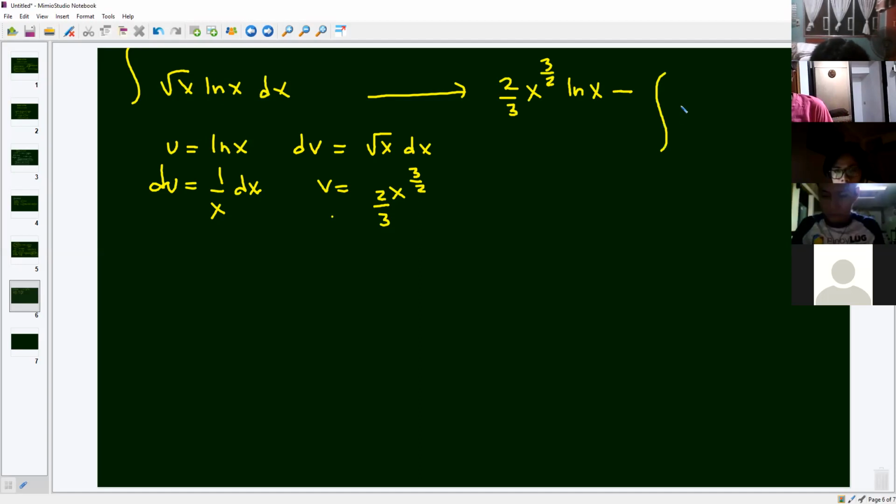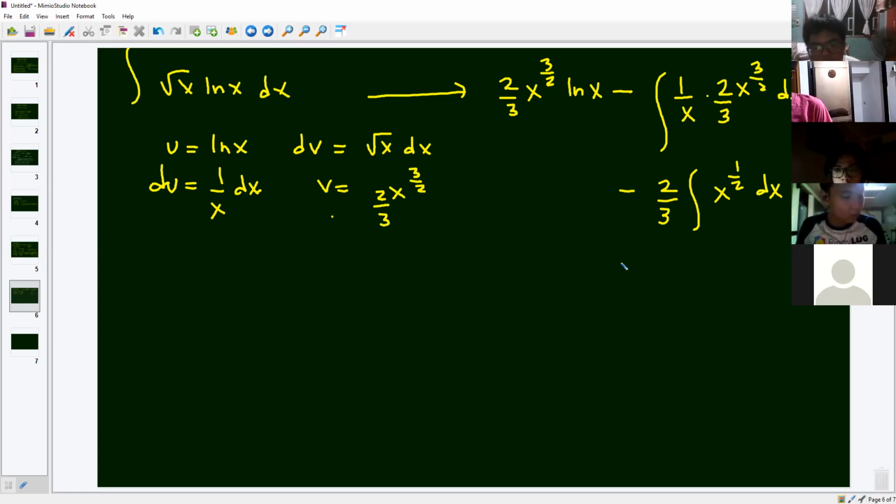So you write it first. 1 over x times 2/3, no need to rush, x to the 3/2 and then dx. You can see this is just algebraic. So x to the 3/2 over x cancels out. 2/3 outside. Mas maganda kung ganun gagawin nyo. So you have x to the 1/2 dx.